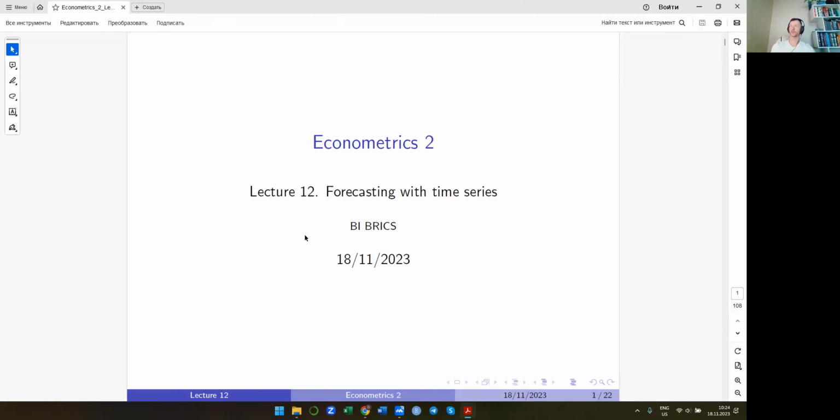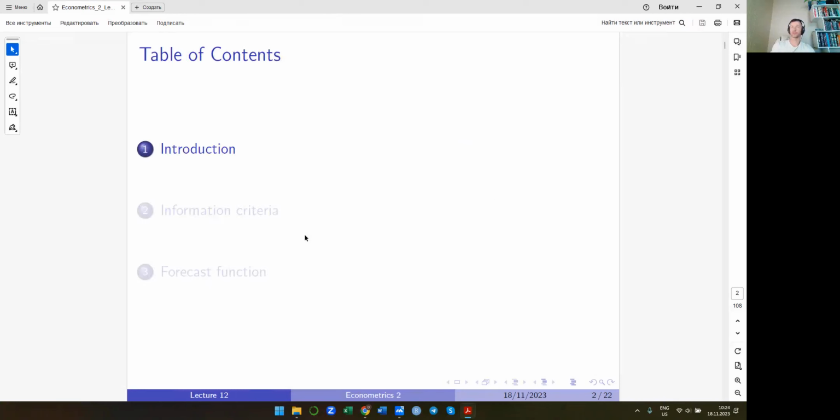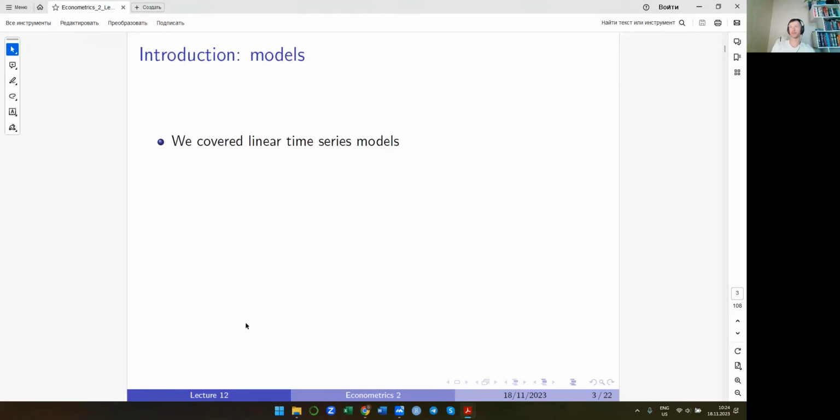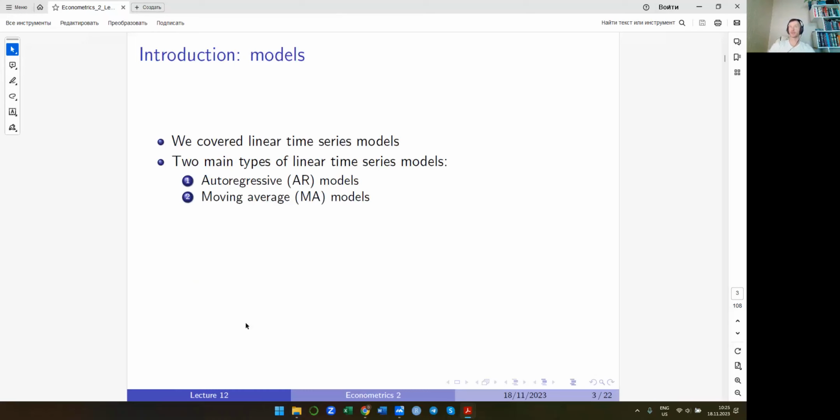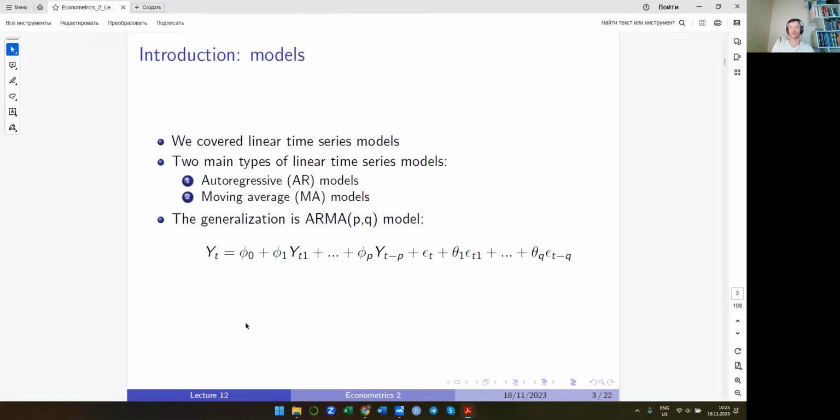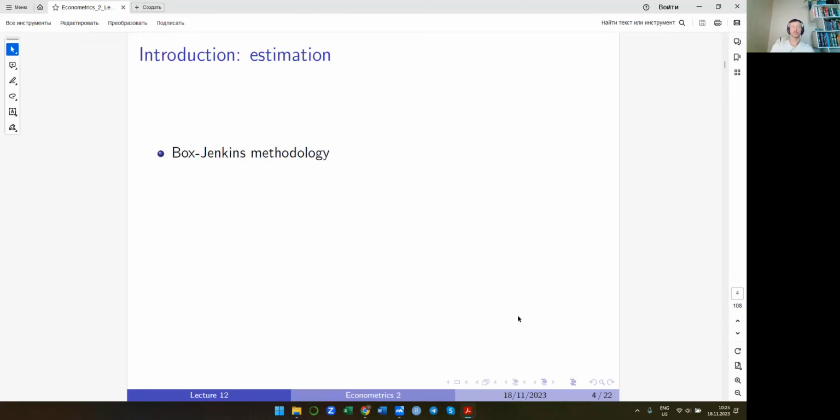In this lecture, we are going to continue our discussion about practical issues with working with time series, and this is going to be about forecasting. So the cornerstone of everything that we are doing this for. So we've covered linear time series models. We know that there are two types: AR models, MA models. We know that there is a generalization of them in the form of ARMA(p,q) model, where we have the AR part, MA part. Yeah, so minuses disappeared somehow. I don't know why, but still.